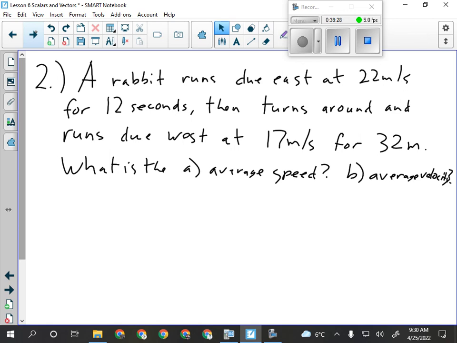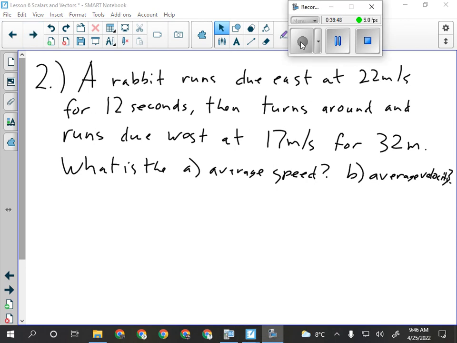Alright, I want you guys to try this one. It's exactly what we just did with a different context. It wants you to find the average speed and the average velocity. So break it up into the two parts. So have like part 1, part 2, and then a total. Okay, and see how you do. We'll give you a few minutes on that one, then we'll walk through it together.